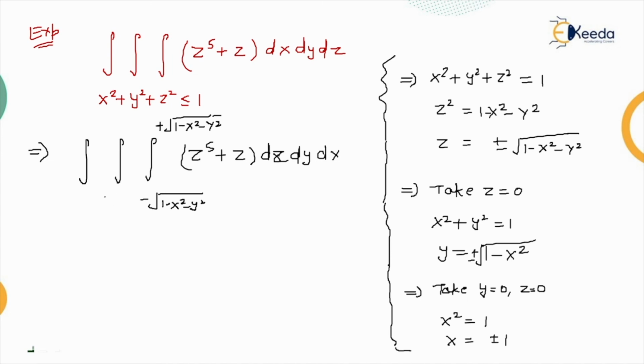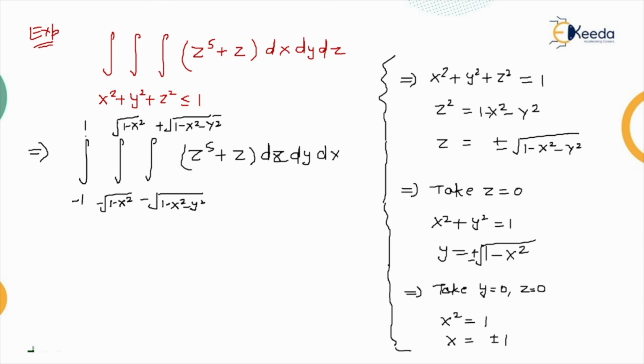Similarly, what is the limit of y, my dear friends? Y has a limit of negative under root of 1 minus x square, and positive under root of 1 minus x square. And what about x? X goes from minus 1 to 1. So now you have all the limits. So easily we can substitute the limits and easily find the triple integration.